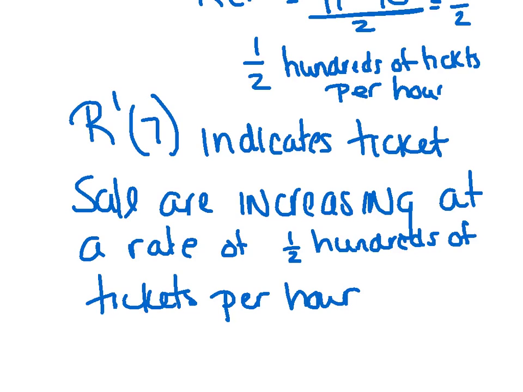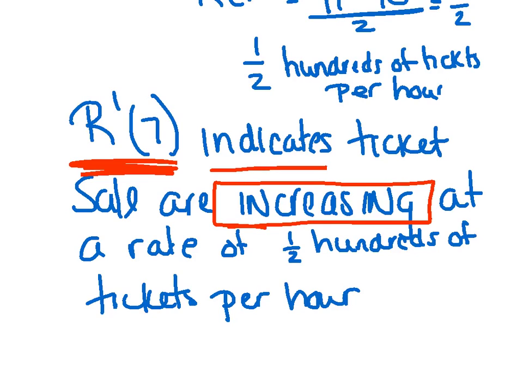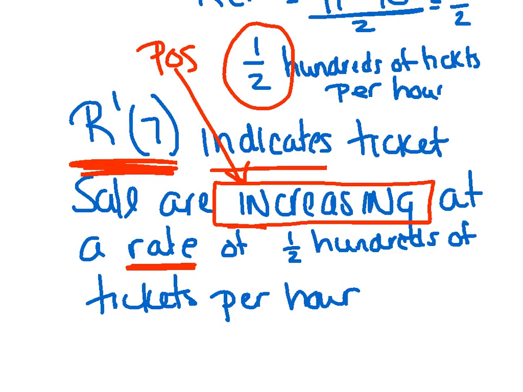Now let's talk about what's important. Notice I'm stating exactly what they wanted. r prime of 7 indicates ticket sales are increasing. How did I know they're increasing? Well, you took a derivative and it turned out to be what type of number? Positive. So that's implying that the ticket sales are increasing at a rate, and underline that word rate. Because you took a derivative, your sentence must include the word rate. And here's what I just found: 1/2 hundreds of tickets per hour.